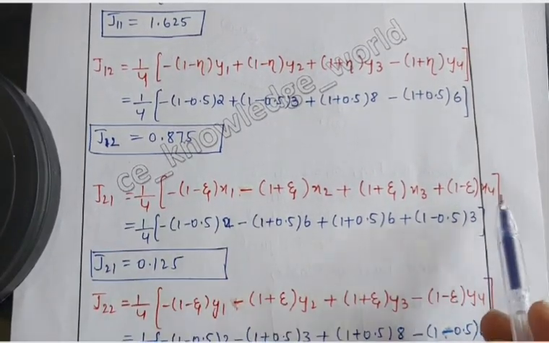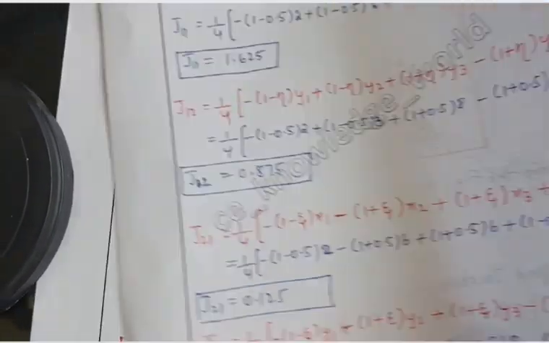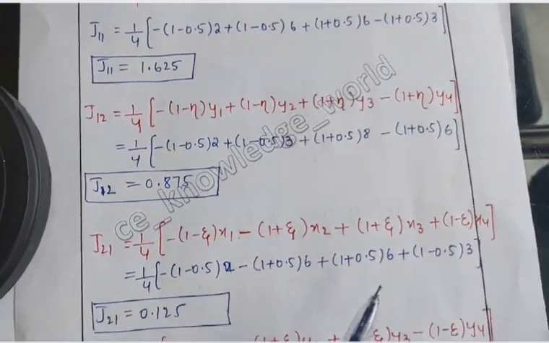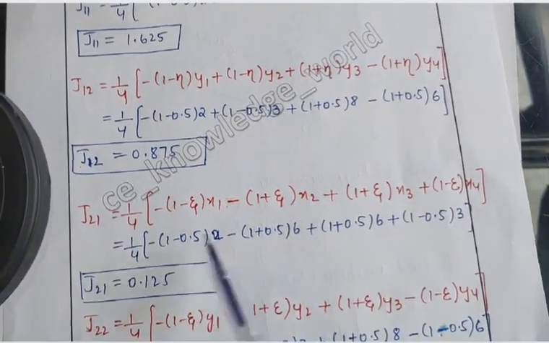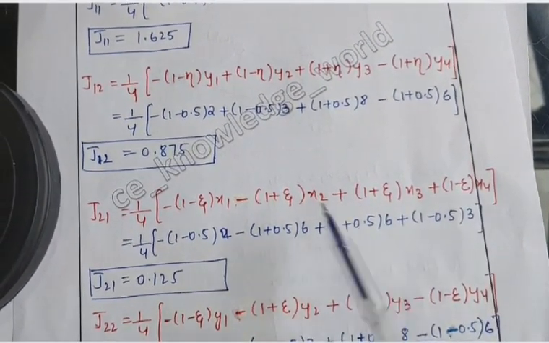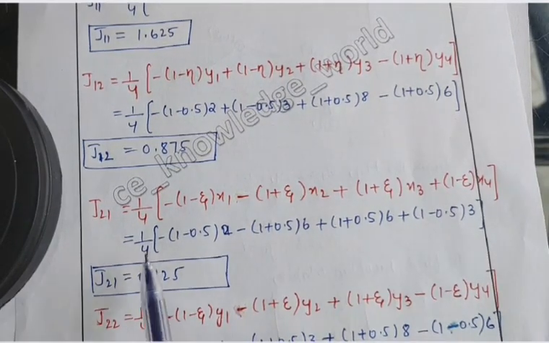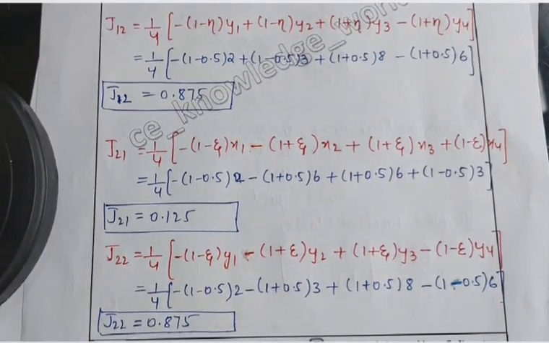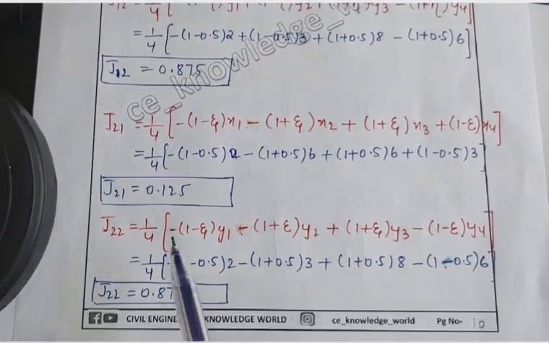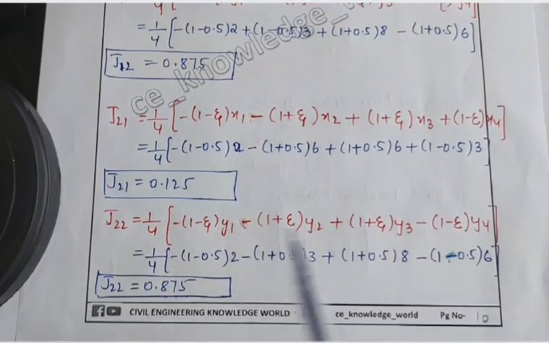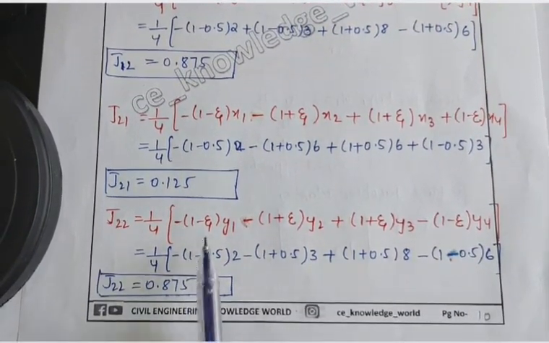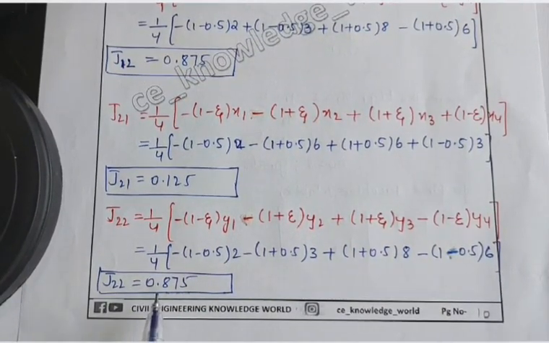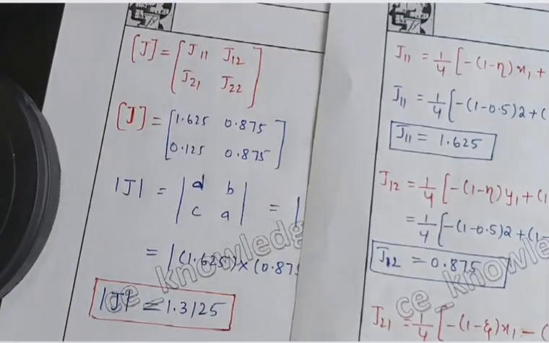In the same way we calculate J21. The formula uses the epsilon naught value, which is also 0.5, since in the question they have given the same value for Poisson's ratio and epsilon naught. After substituting the x1, x2, x3, x4 values, we get J21 as 0.125. In the same way J22 equals 1 by 4 of this formula. After substituting the epsilon naught value and y1, y2, y3, y4 values, we get J22 equals 0.875.